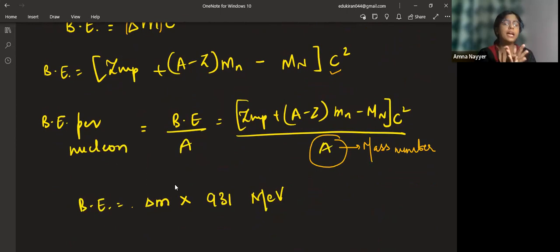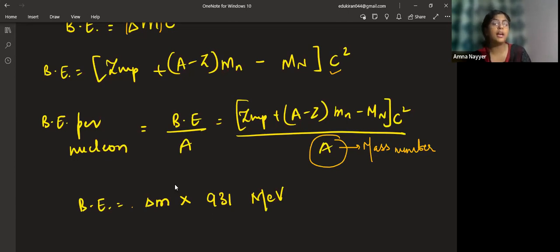It's just that you'll obtain the answer not in the SI unit, but in mega electron volts. So you can solve using this also, and if required, you can convert MeV into joules, the way we convert electron volts into joules, by putting the value of electronic charge, 1.6 × 10^-19. So this is how you calculate binding energy: delta M multiplied by c², or delta M multiplied by 931 MeV.